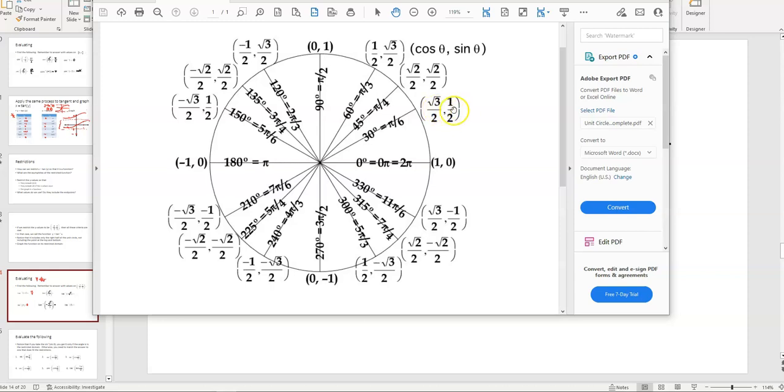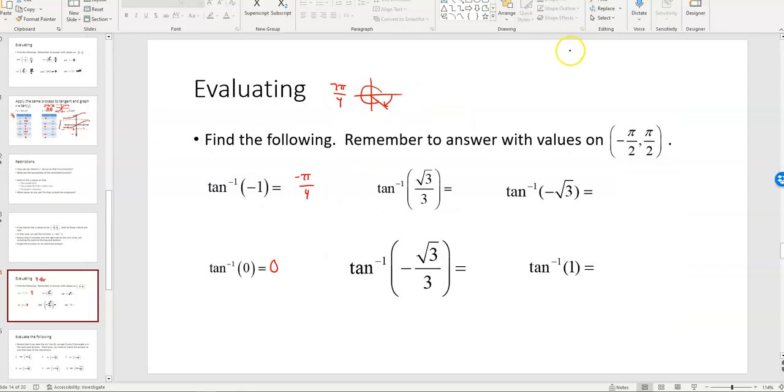So you may have to get a little creative to figure out some of these tangent ones. Where is that? That's at pi over 6, and that's fine. That's within our restricted domains. But what about the negative? The one underneath it is a negative root 3 over 3.